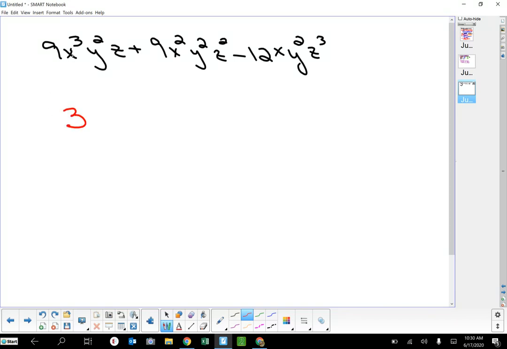I'm going to look at my x terms. I have an x cubed, an x squared, and an x. So I'm going to take the smallest one, which is just the x. That's from the 12xy squared z cubed. Then I'm going to look at my y's, and the first term's y squared, second term's y squared, third term's y squared. So I'm going to take a y squared out. And then my z's, in the first term I have a z, then a z squared, then a z cubed. So z is my smallest one. And now essentially what's happening is I'm dividing all of these by the GCF.